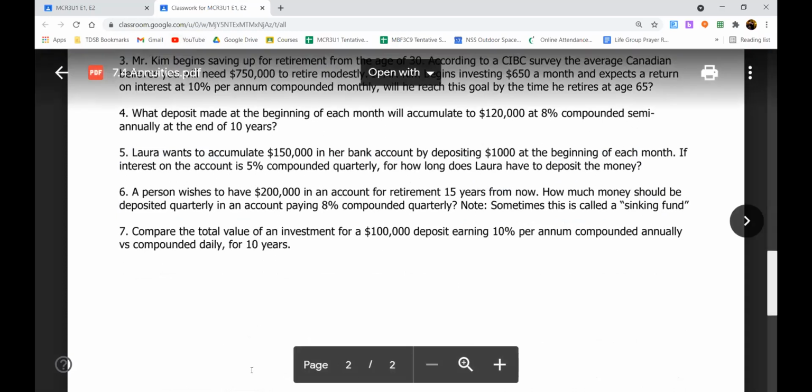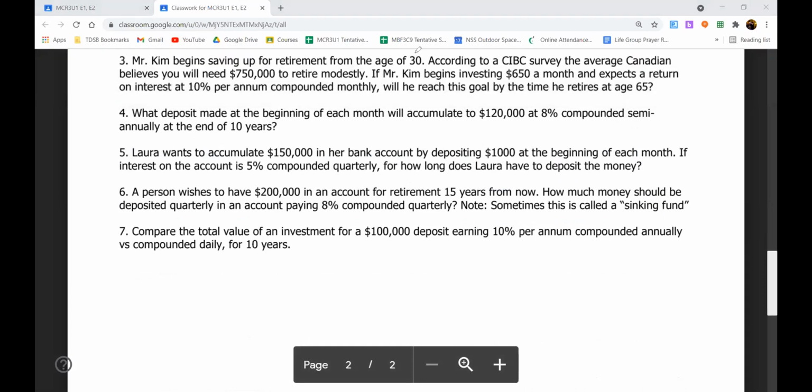Okay, let's highlight a couple of pieces. I'm starting at 30 and I'm going to 65. $650 a month. In other words, it's repeating. Everyone always look for keywords that tell you that it's going to repeat. Okay. Return is 10% compounded monthly. Let's write it out. What is my final amount?